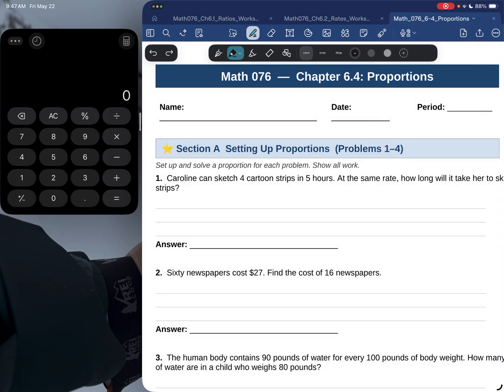Math 76, Chapter 6.4, Proportions. So we're talking about proportions, the way two things relate to each other when they are the same. So we're talking about this first one.